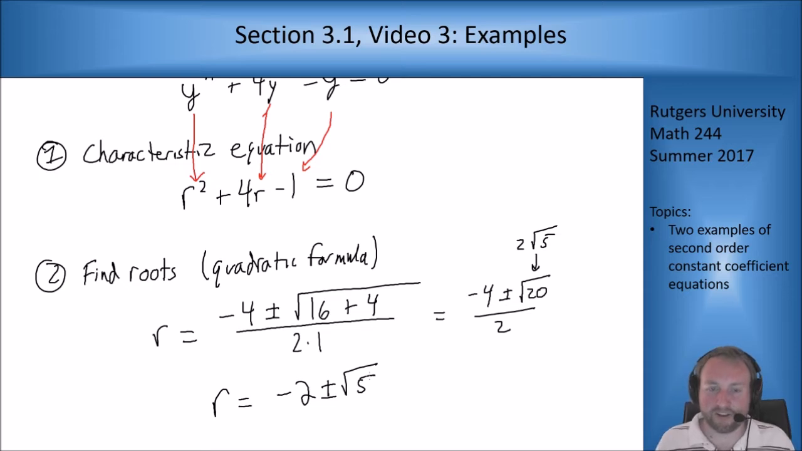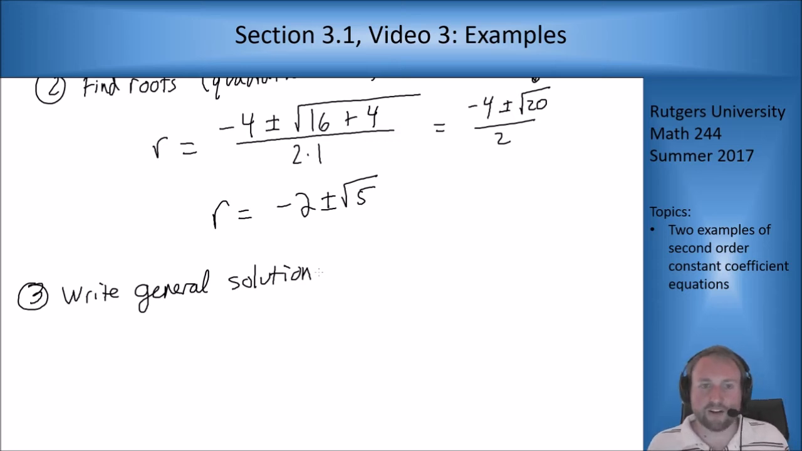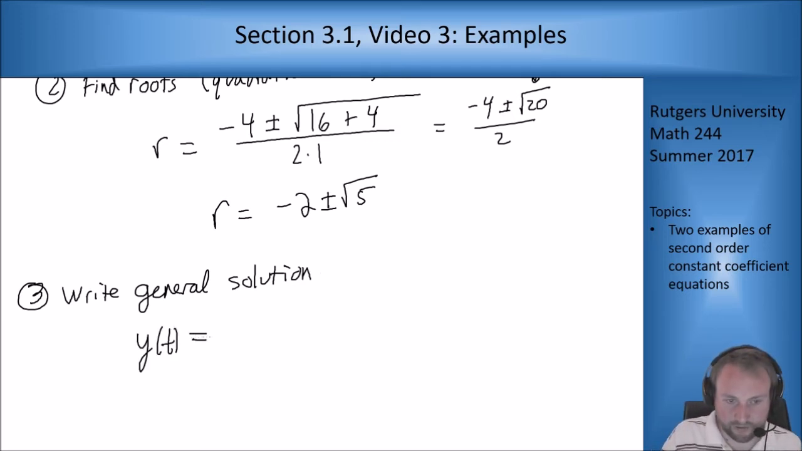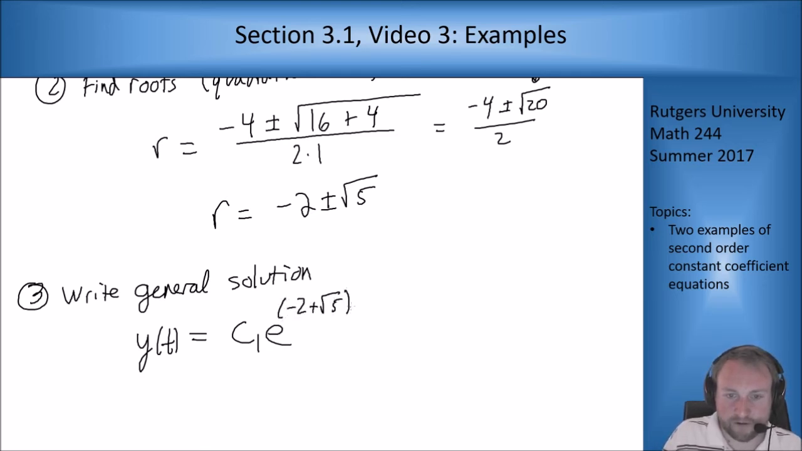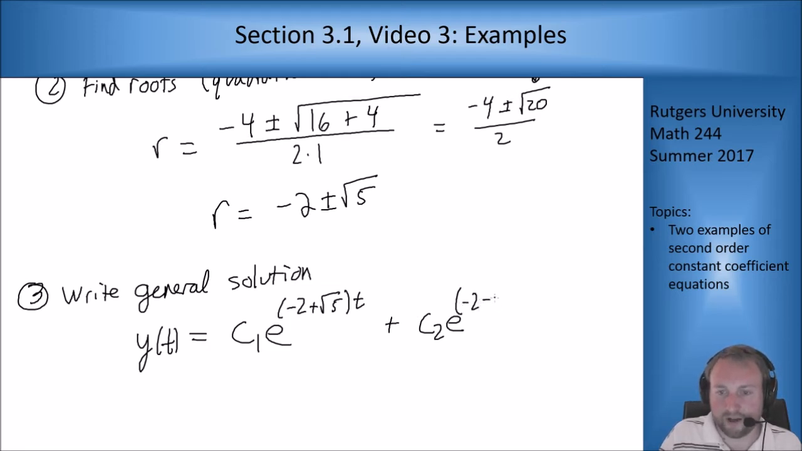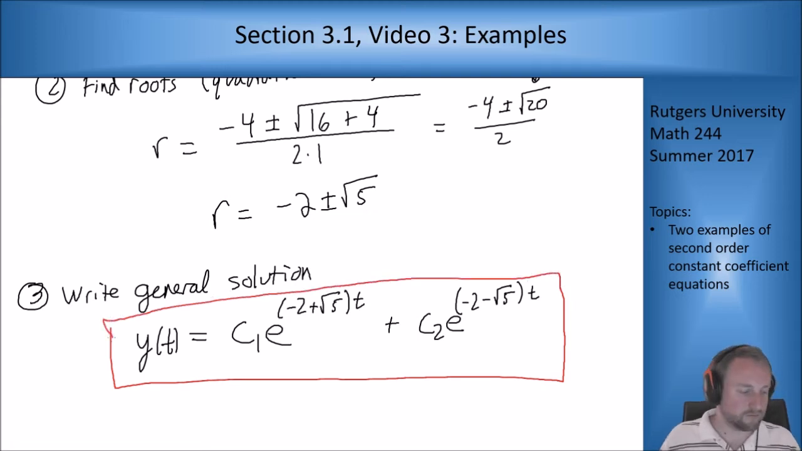That looks nasty, but that's good. That is fine. There are two roots. They are both real. So I can write my general solution out. And all I do for this is write y(t) = c1 e^(r1 t). So just pick one of the roots. I'll pick the positive one first. e^((-2 + √5)t) plus c2 e to the other root, e^((-2 - √5)t). And that is it. We are done.